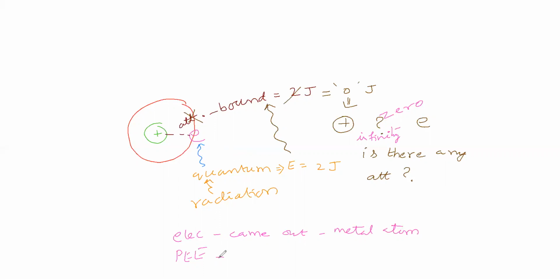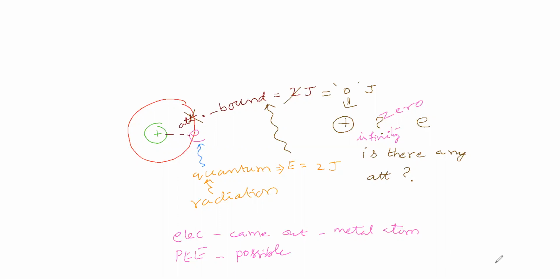Now what do you say? Shall we say the photoelectric effect is possible, or not possible? The electron came out from the metal atom, that conclusion we got. Shall we say this process, electron coming out from the metal atom, is called the photoelectric effect? Shall we say the photoelectric effect is possible, sir? So we are saying the photoelectric effect is possible. Okay.